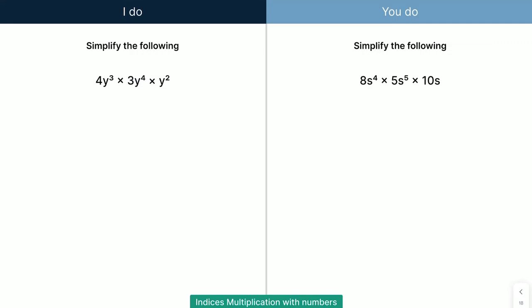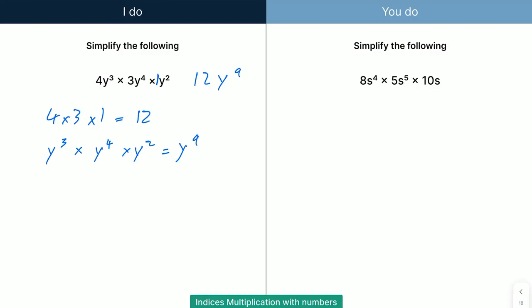Now moving on, again, with this one, we can just put a 1 there. So that will be 4 times 3 times 1 if I multiply all the numbers, which is 12. And then if I do the letters, so that is 6, 7, 8, 9. So the answer is 12y9.